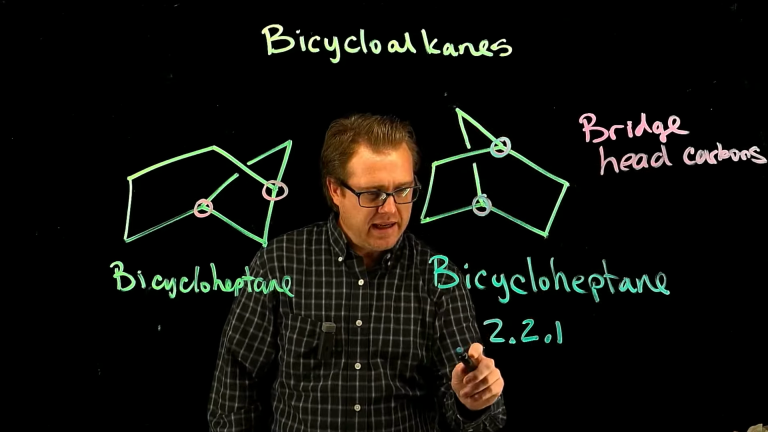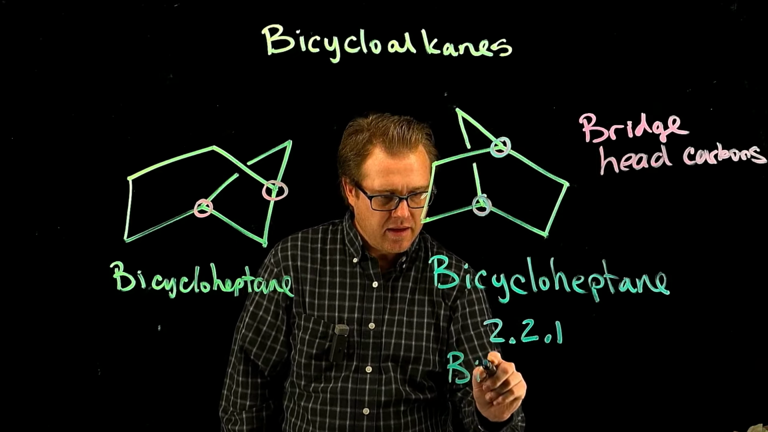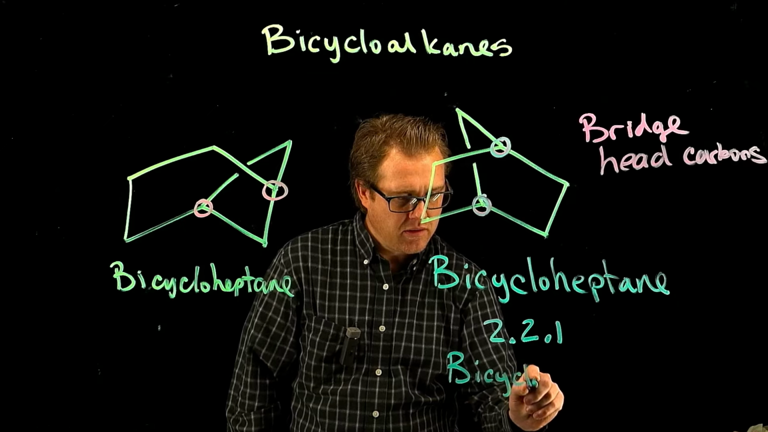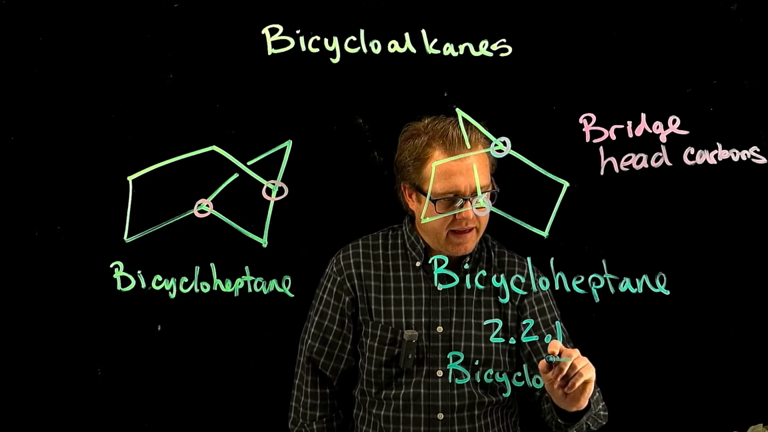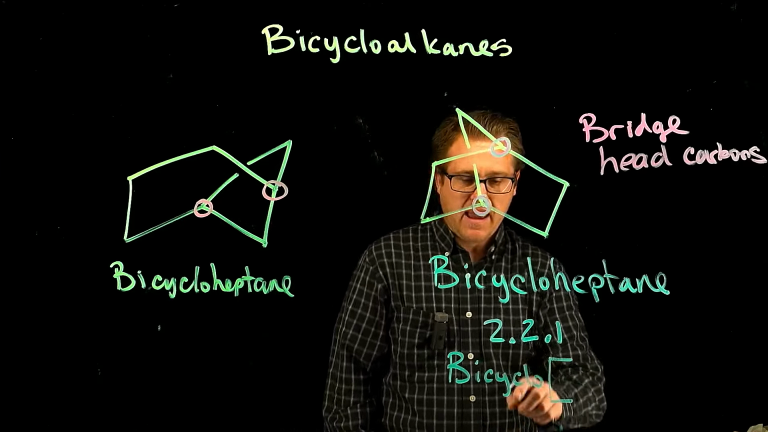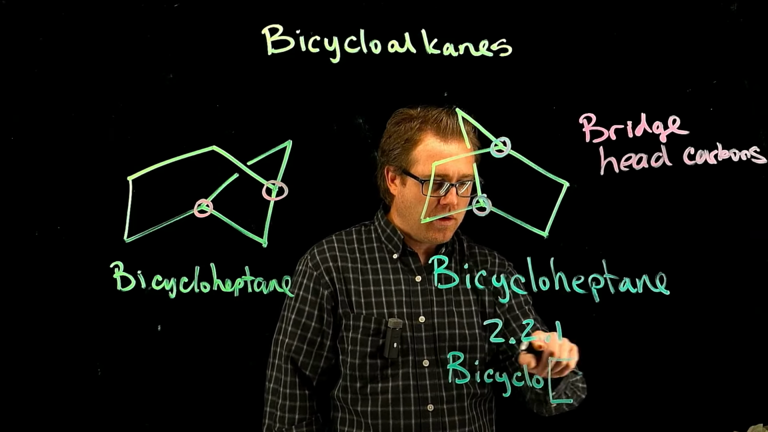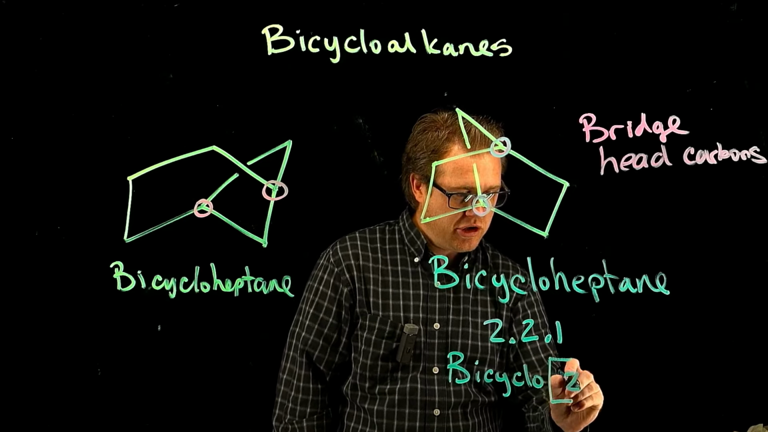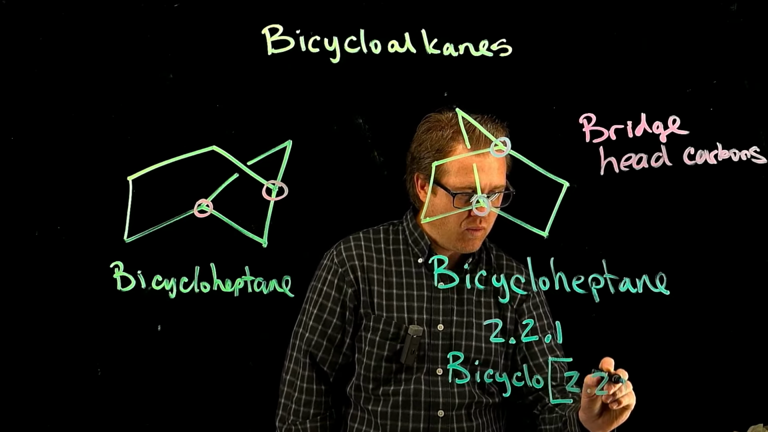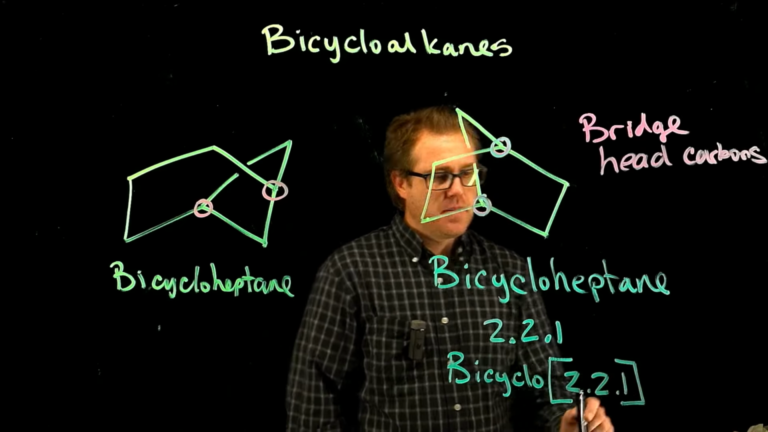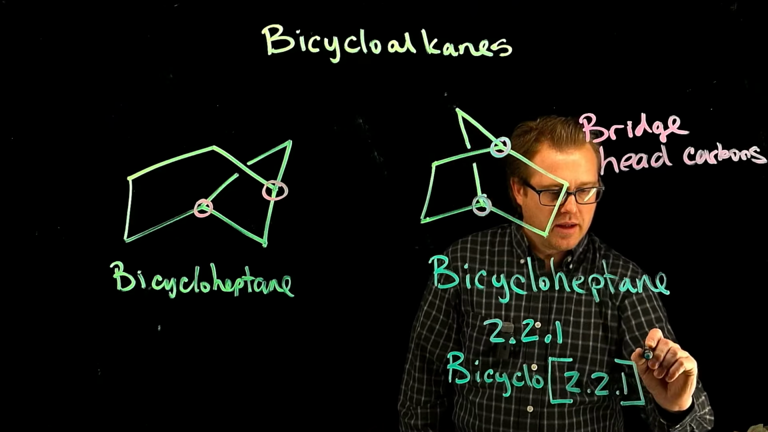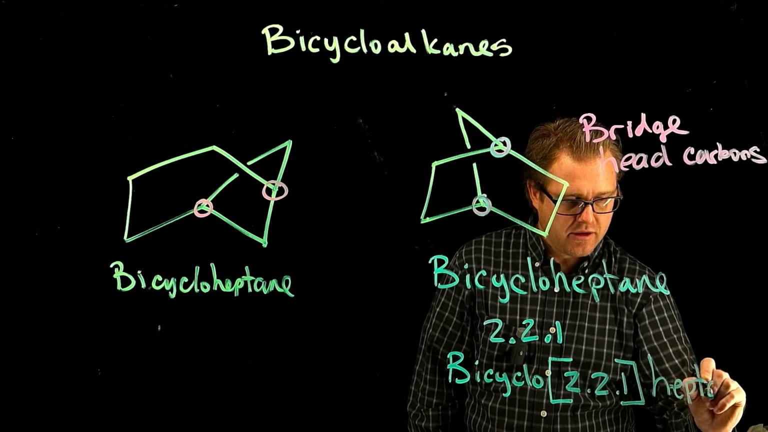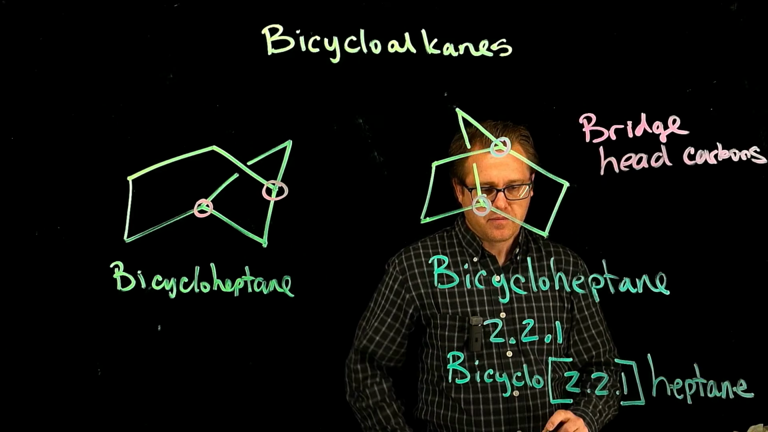And so the way we actually name it is bicyclo, and then we use brackets, and then we put in order the longest paths. So 2.2.1 bicycloheptane, like that.